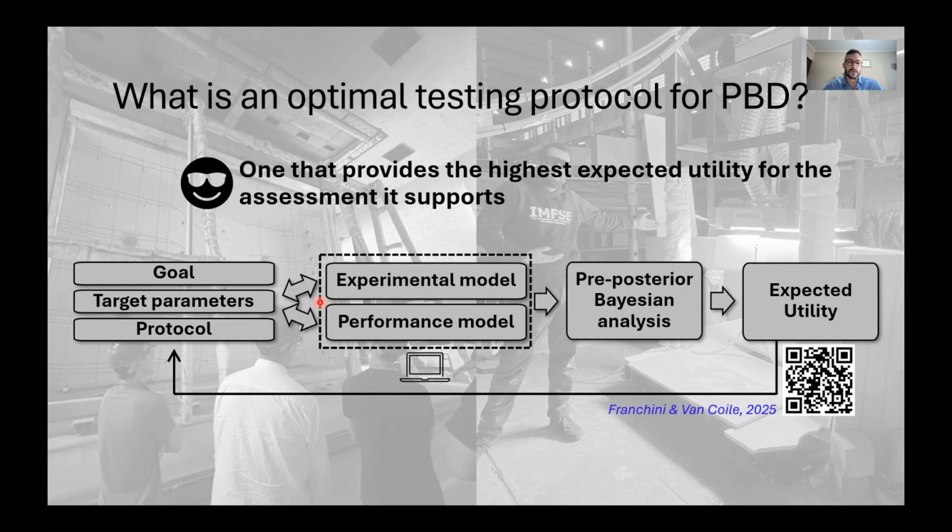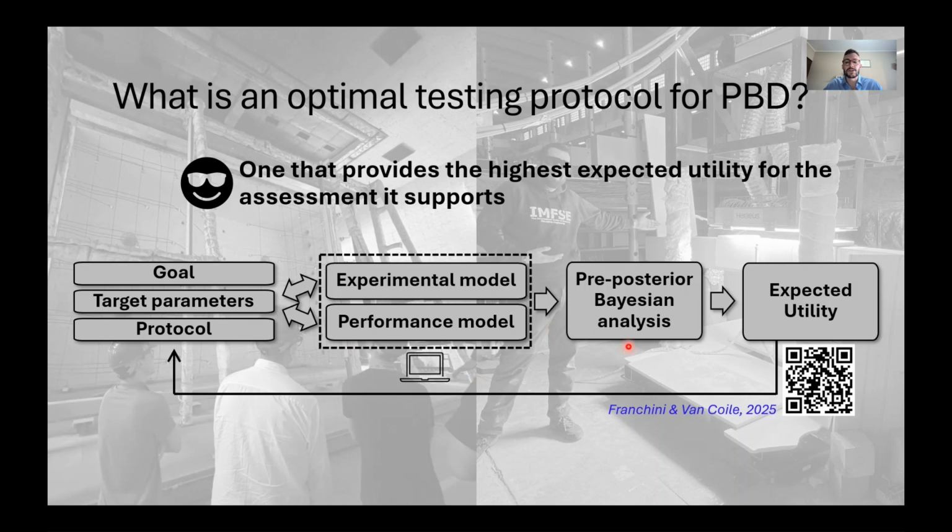Second, we build two models. An experimental model that produces possible outcomes of your experiment, and a performance model, which maps the target parameters to the actual performance metric we are interested in understanding. This could be, for example, failure probability of a structure, it could be some risk metric, and so on. Then we do a pre-posterior Bayesian analysis, meaning that we use the experimental model to simulate multiple potential experimental outcomes and we update the distributions of our target parameters based on those outcomes.